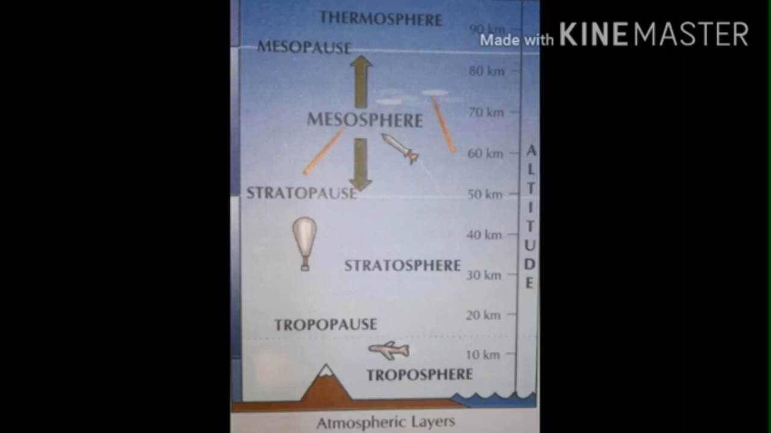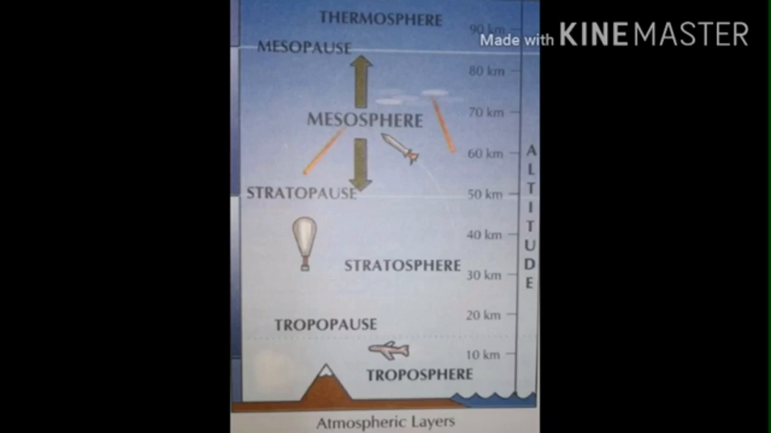It is the third layer of the atmosphere. Clear, children? What are the first two layers? One is the troposphere, another one is the stratosphere. Now we will discuss the mesosphere. It is the third layer of the atmosphere. It lies above the stratosphere. Clear, children? The mesosphere extends up to a height of 80 km.